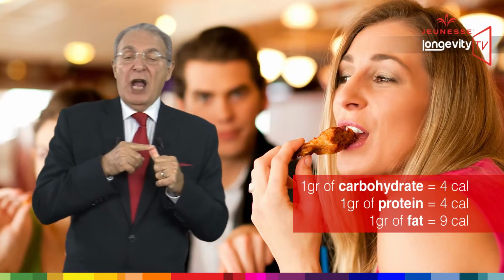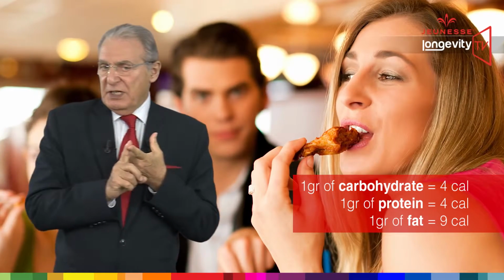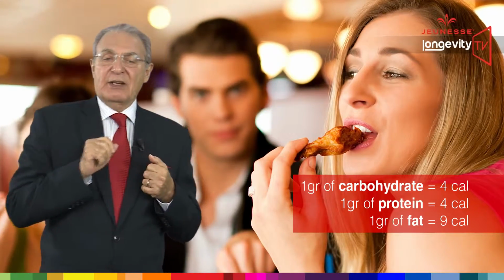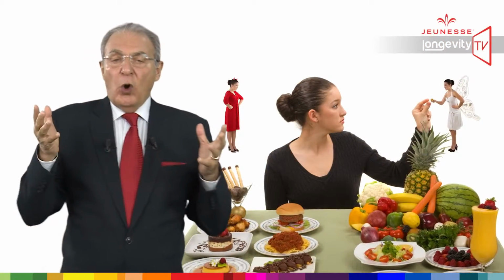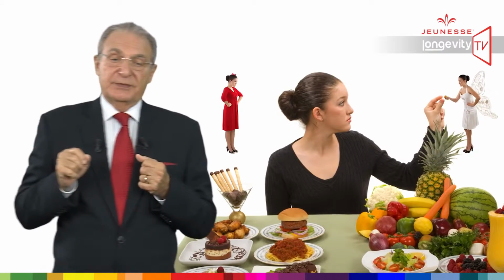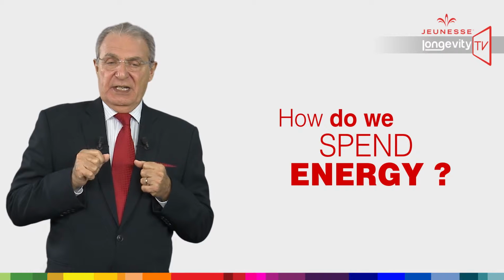The body will get energy only from the food, knowing that 1 gram of carbohydrate will release 4 calories, same for proteins, but 1 gram of fat will release 9 calories. So it all depends on how much you eat and what kind of food you eat, if the food is rich in fat or in protein or in sugars. Now, how do we spend energy?